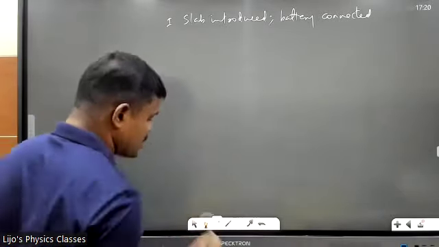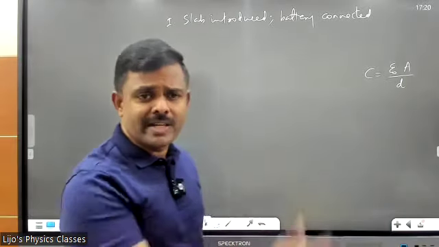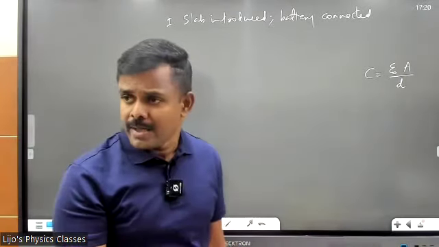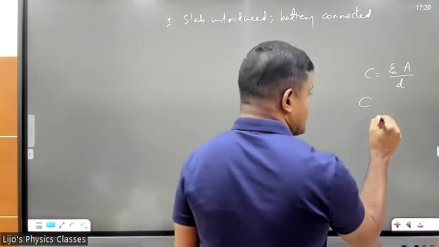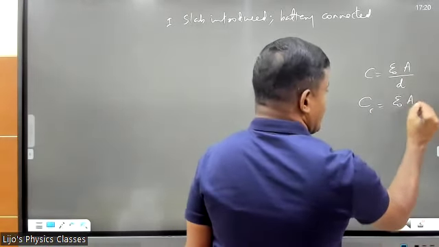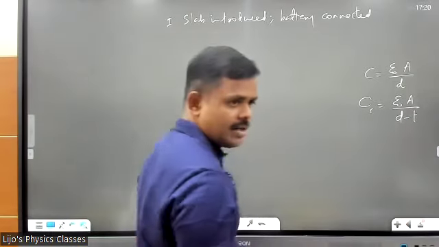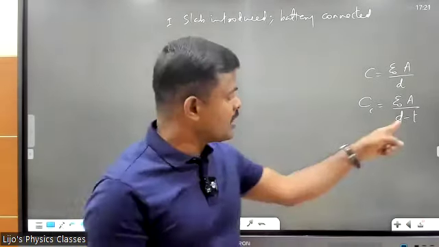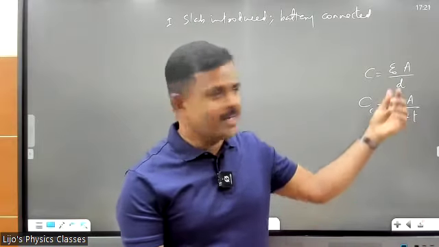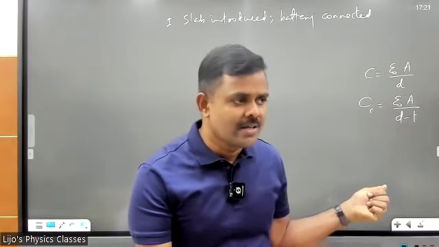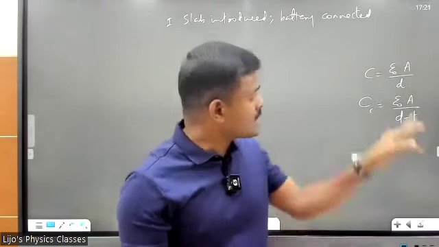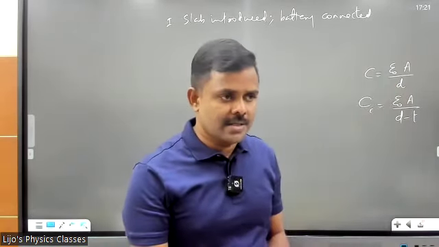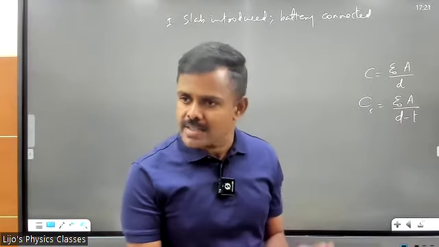Original capacitance was epsilon 0 A by D, right? That is why I put the recap in the beginning. And when you introduce a conducting slab, it is epsilon 0 A by D minus T. What happens to the denominator? It used to be D. Now it is D minus T. The denominator decreases, so the capacitance value increases. The same thing will happen for a dielectric slab also.